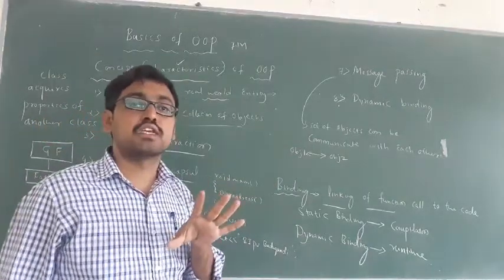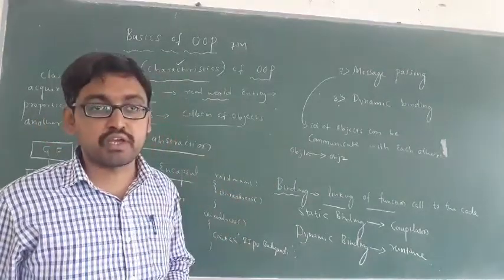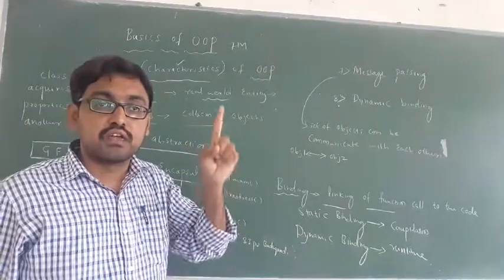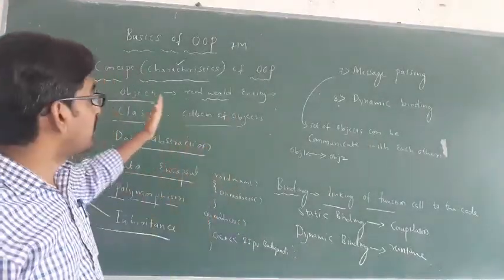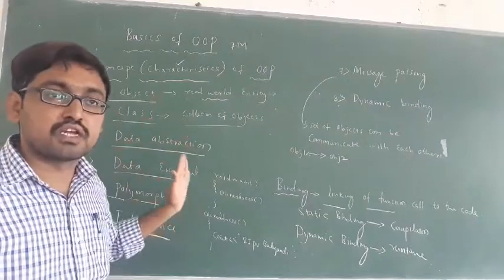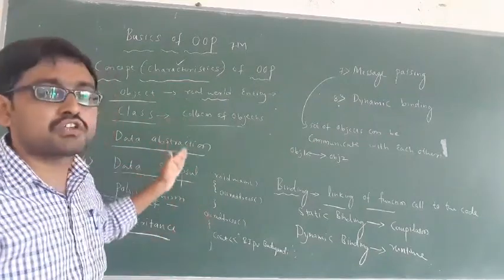These are the 8 concepts, the 8 characteristics of OOP. You have one chapter on these. This year there will be small chapters.